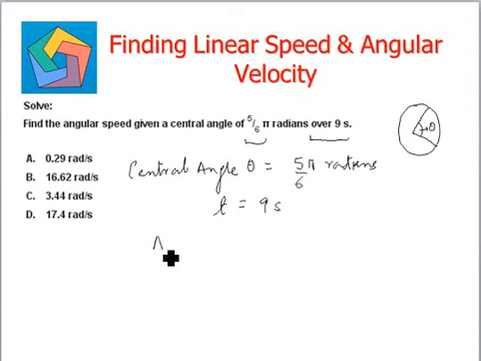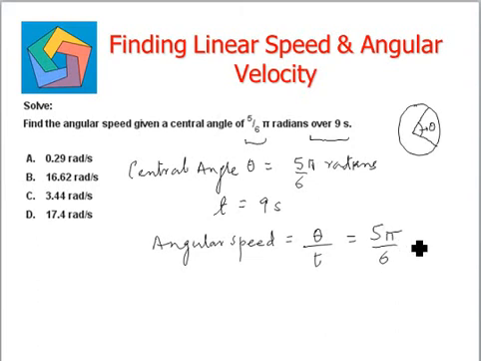So angular speed is equals to the central angle, that is theta, divided by t. So omega equals to theta by t. Our theta is 5 pi by 6 divided by 9. So when you solve this, we get this as 0.29 radians per second. So this is the final answer for the angular speed. Can be seen in option A.